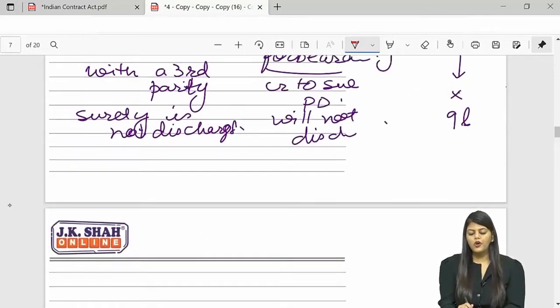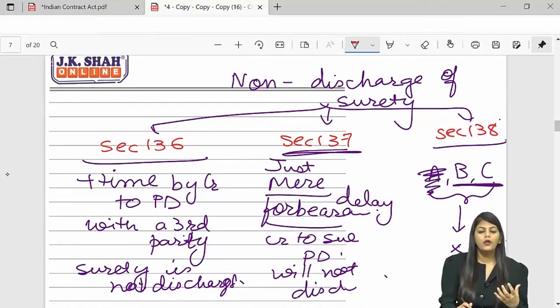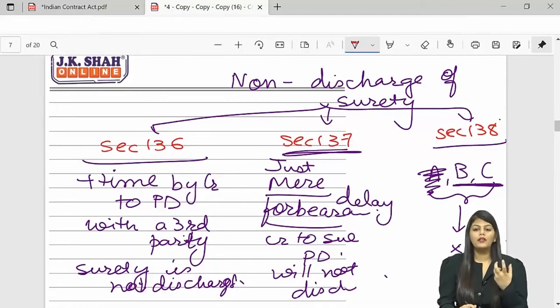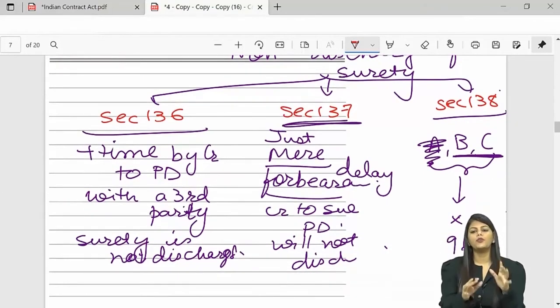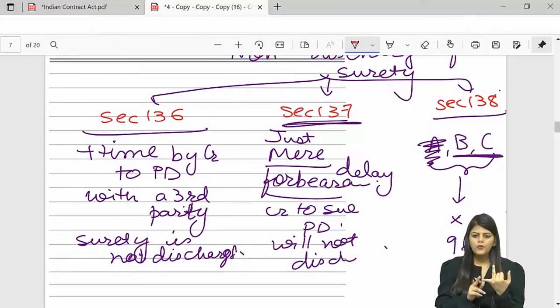Now see, instead of writing mere delay, write mere forbearance. So you use these legal terms, the heavy terms. It will attract your examiner. Otherwise, you can write the answer in your own words also. But put Latin terms wherever possible, especially in interpretation. When we do that, I'll talk about it. Then put your legal terms wherever possible and put case laws wherever possible.